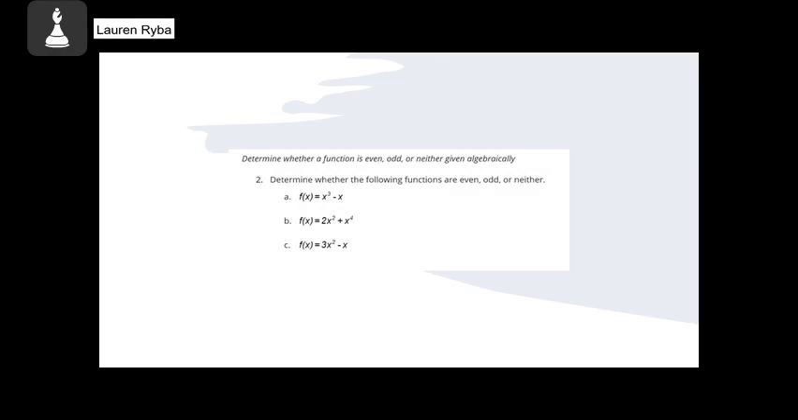Continuing on here, we have 3 more examples. x to the third minus x. You'll see that both powers are odd, power 3, power 1. So the overall graph is odd. B, 2x squared plus x to the fourth, power 2, power 4 are both even. So the end result is even.